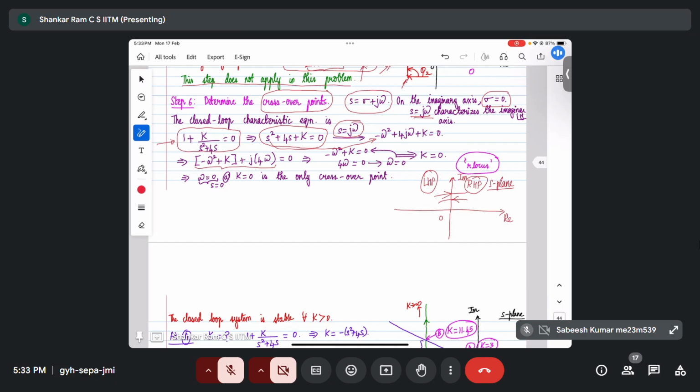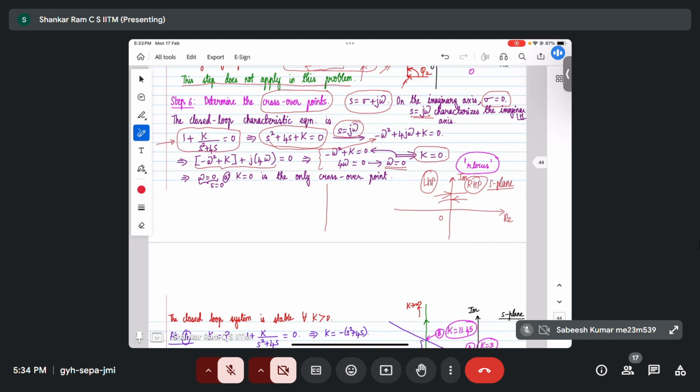At first glance, one may think, I have only one equation but two unknowns. What are the two unknowns? Omega and k. But it so turns out that this is a complex equation. When a complex expression is equal to 0, both the real part is 0 and the imaginary part is 0. That's why we get these two equations. Minus omega squared plus k is the real part, which is 0. 4 omega is the imaginary part, which is also 0. From the second equation, we get omega equals 0 as a potential crossover point. Substituting into the first equation, k equals 0 is the solution.